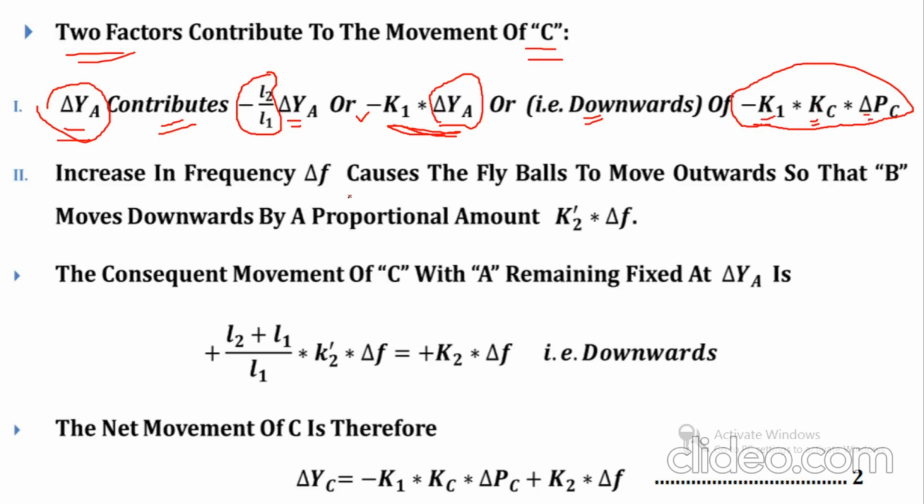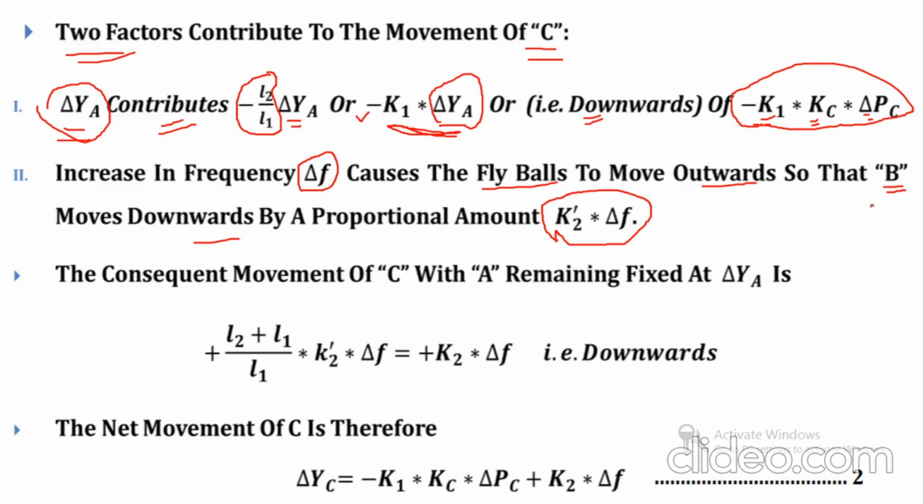Now the increase in frequency delta F will cause the fly ball to move outward. So point B moves downward, which is proportional to, let's suppose the proportionality constant is K2 dash, into delta F.